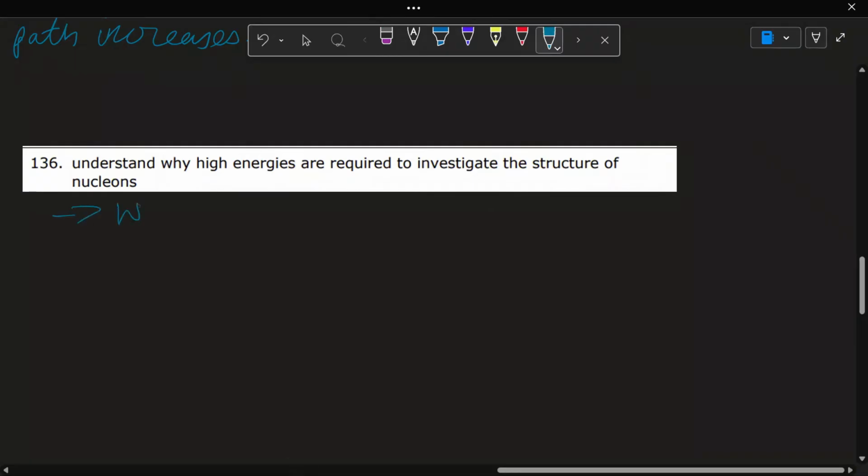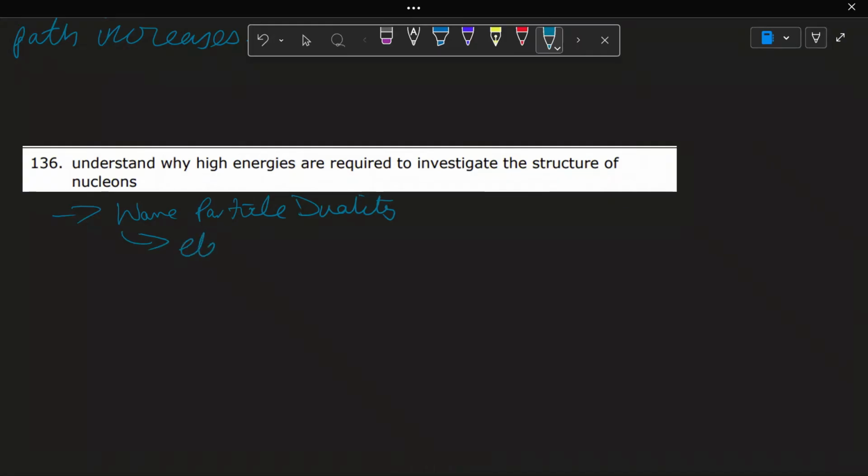Okay, so this is quite a small part of the spec, but it's a really complicated one as it relies on wave-particle duality, which means that particles such as electrons exhibit both particle and wave characteristics. For example, electrons have a wavelength. Electron wavelength, and that's what's being used to investigate structure.